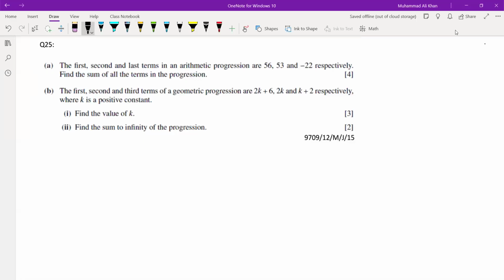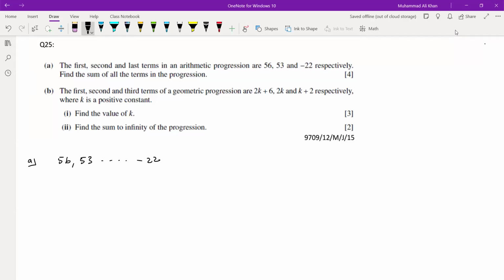Question number 25 is of May June 15 paper. First part: the first, second, and the last term of an arithmetic progression. First term is 56, second term is 53, and the last term is -22. Find the sum of all the terms.